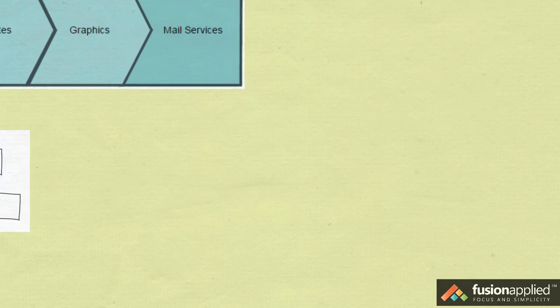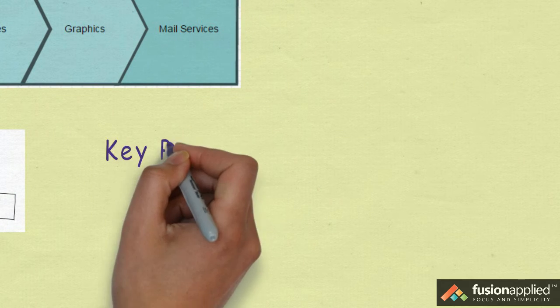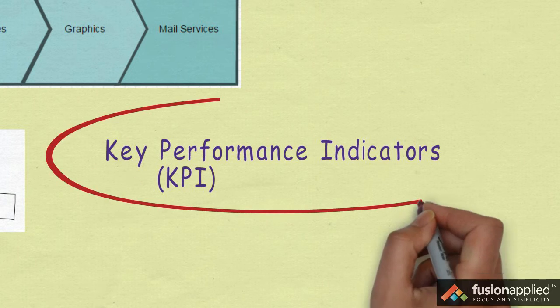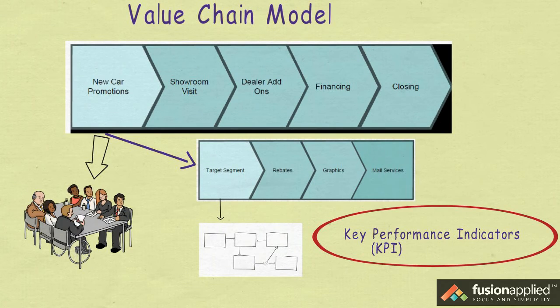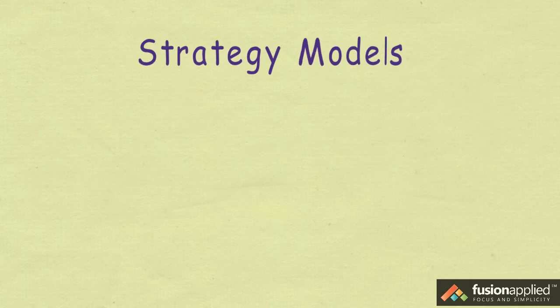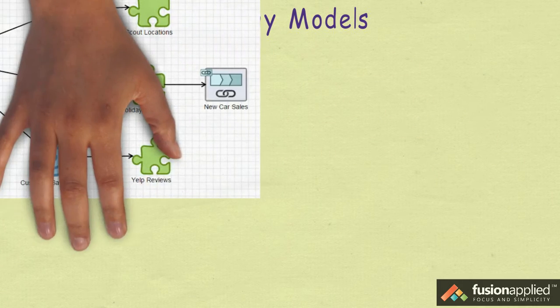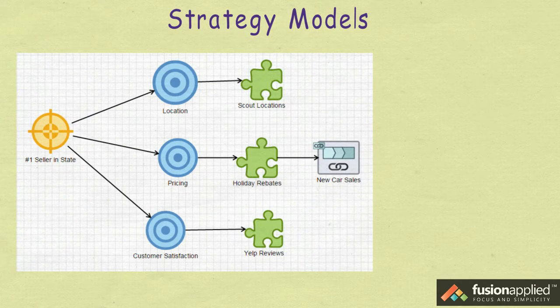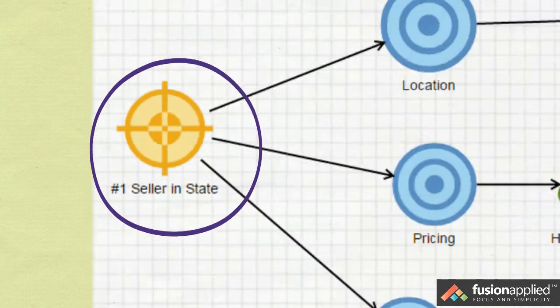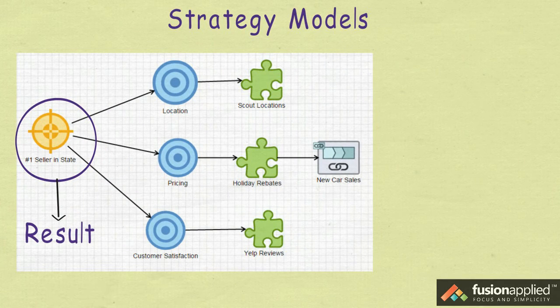Within a value chain model, you can also define key performance indicators, or KPIs, that allow you to track important business information for an organization. Let's look at strategy models now. Strategy models help to define the goals of an organization and then to break a goal down into low-level business processes and tasks. A goal defines a desired end result.